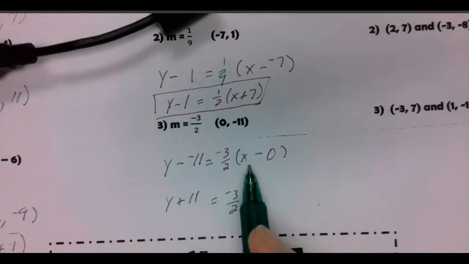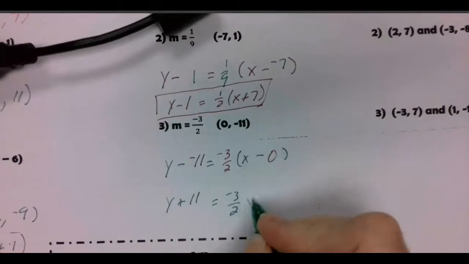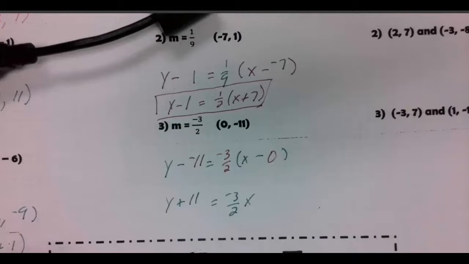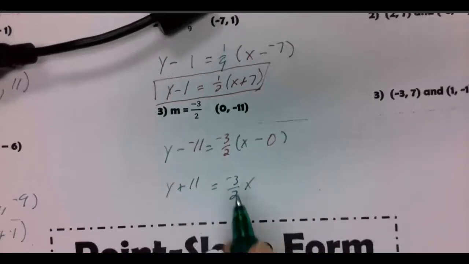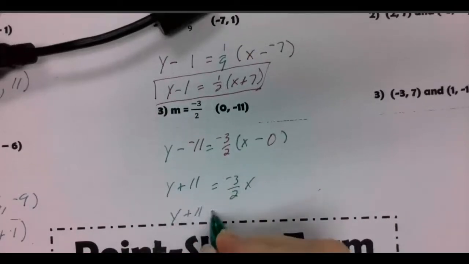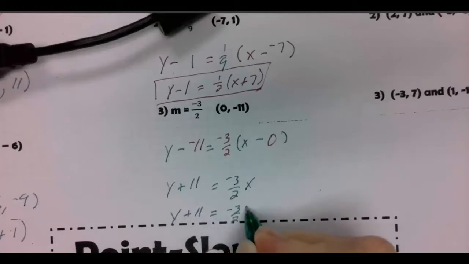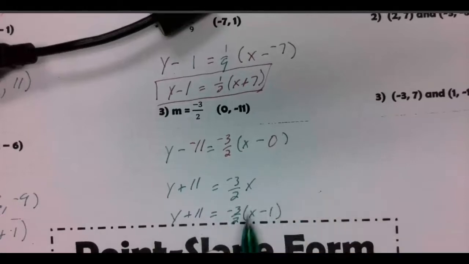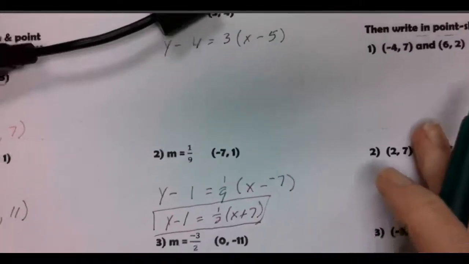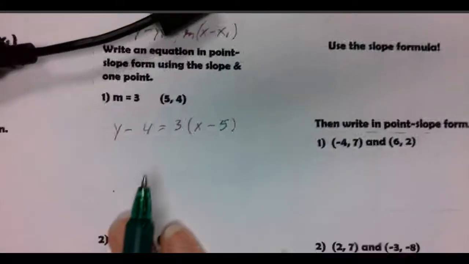-3/2. Well, what is x minus 0? Isn't that just x? So this is actually in point-slope form, or you can leave it as -3/2 times x minus 0. You're probably going to see it more like this. Either way is acceptable. Okay? Good.